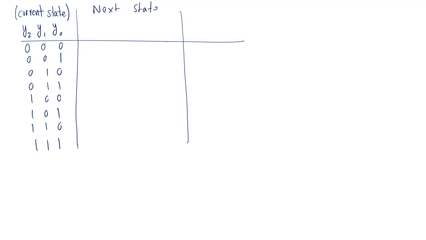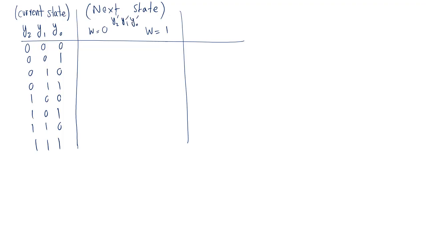But then for the next state, we saw that it's not only a function of the current state, it's also a function of the input, right? So if W is equal to 0 or W is equal to 1, I'm going to have different states. So I'm going to look at my state diagram in the previous slide and then decide what should be the next state. So let's call this next state y2 prime, y1 prime, and y0 prime.